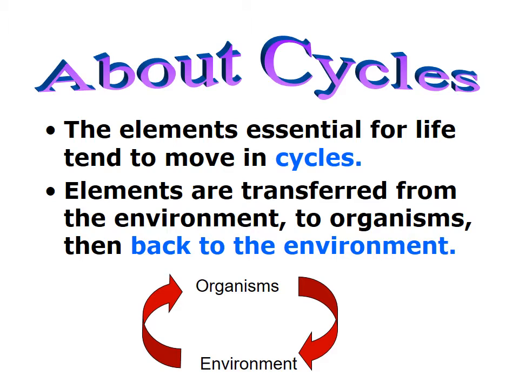Elements that are essential for life usually move in cycles. When we talked about energy flow, energy was one direction. It went from producers up to consumers, up to next level consumers, and so forth, and never went back into the producer level. Elements, however, can cycle because matter cannot be created nor destroyed, and the hydrogen and oxygen atoms actually do get recycled back into the environment. That is the role of the decomposer: to help recycle these things back into the producer level.